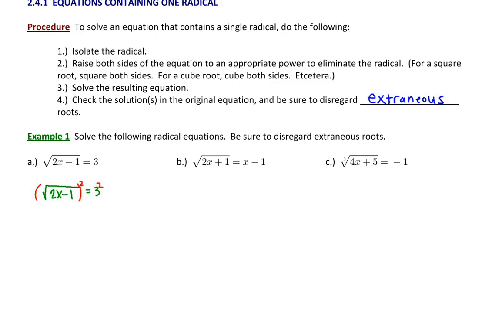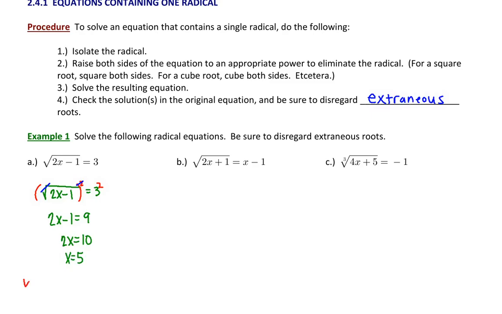Now, the square root and the exponent 2 are inverse operations, so essentially they cancel and leave behind the radicand 2x minus 1. And over there on the right side, we have 3 squared, which is equal to 9. We can add 1 to both sides of the equation to get 2x equals 10, and divide both sides of our equation by 2 to get our apparent solution, x equals 5.